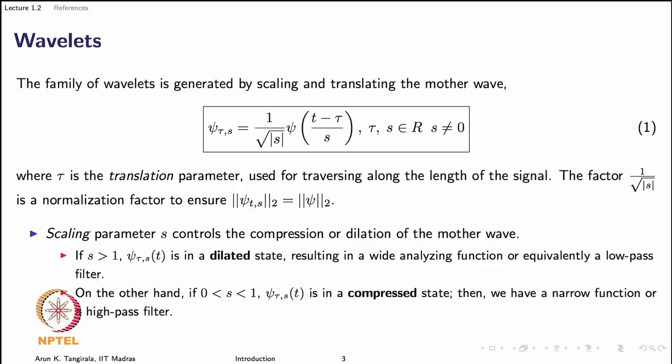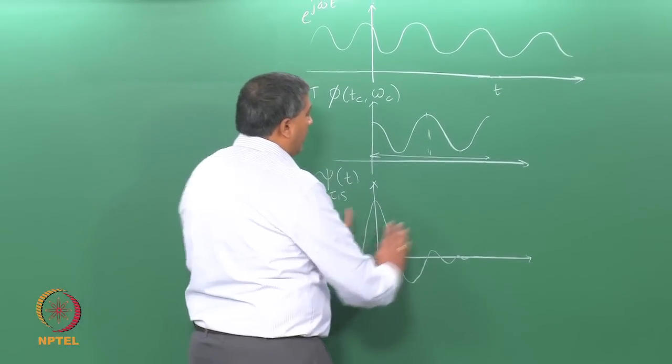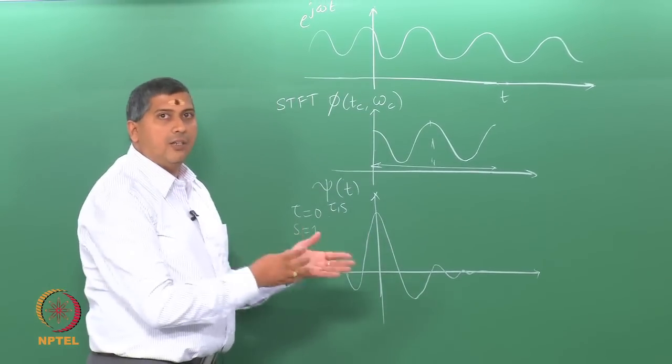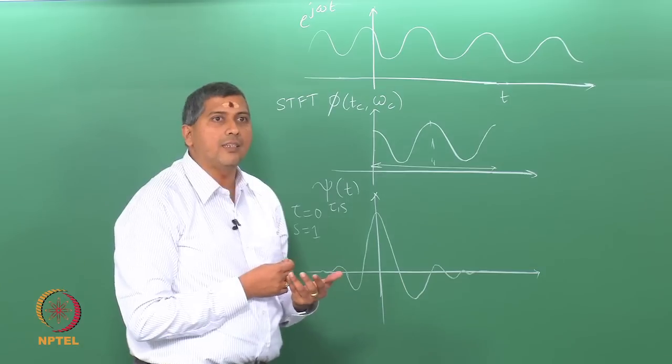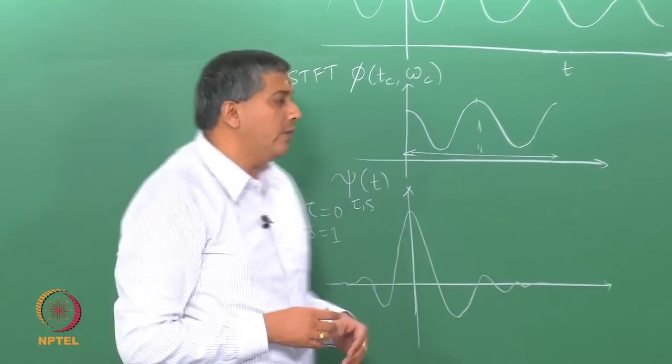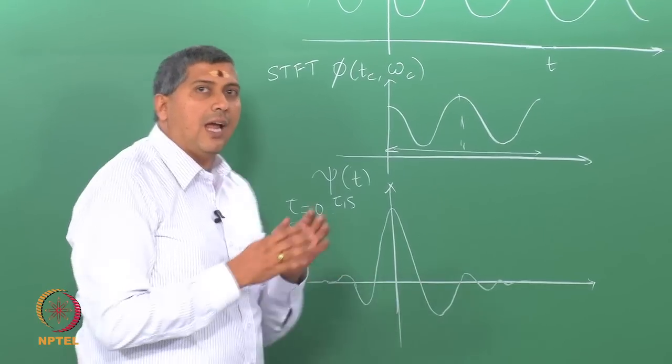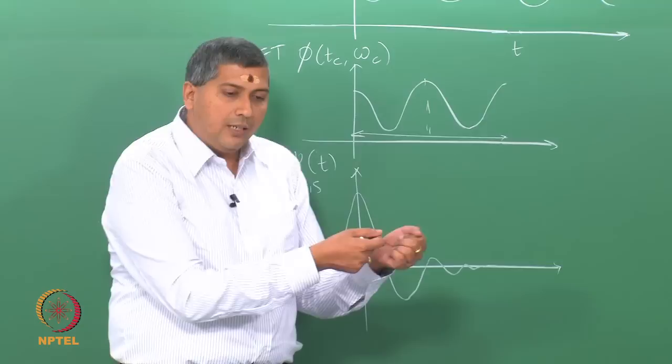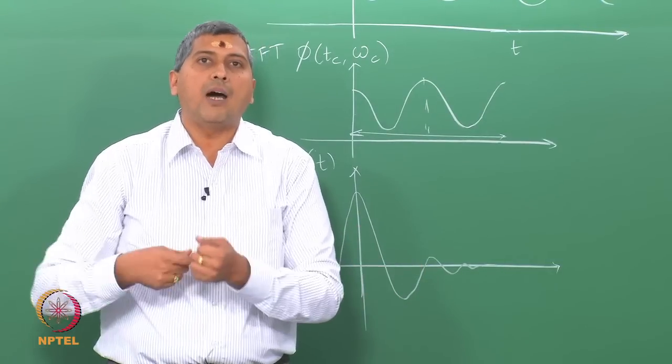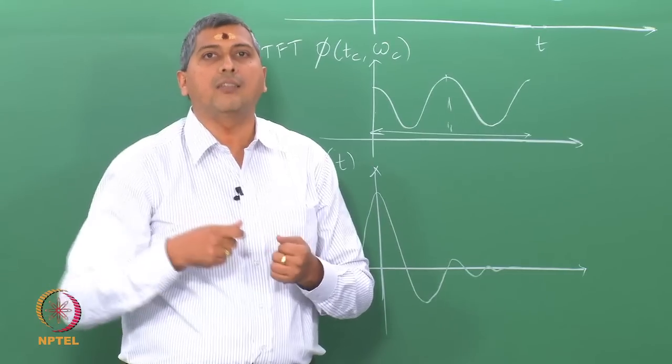Mathematically, a wavelet, as I said, is generated by translating and scaling a mother wave. So this is a mother wave situated at the origin waiting to be translated and scaled, and if I were to translate this without scaling, then it would essentially shift to the right or to the left. Why is this translation required? Because I am going to take this wavelet and carry it with me, travel along the length of the signal, march in time, and that will require translation, right.